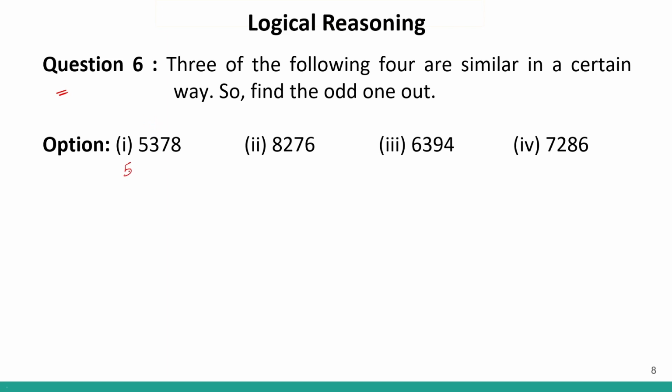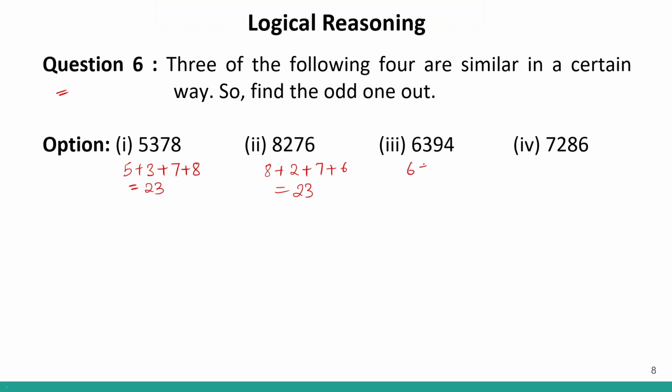Correct? Basically 5 plus 3 plus 7 plus 8. So 5 plus 3, 8. 8 plus 8, 16. And 16 plus 7 will give me 23. Correct? Over here, 8 plus 2 plus 7 plus 6. So 7 plus 6 is 13, 8 plus 2 is 10, 10 plus 13 is 23.